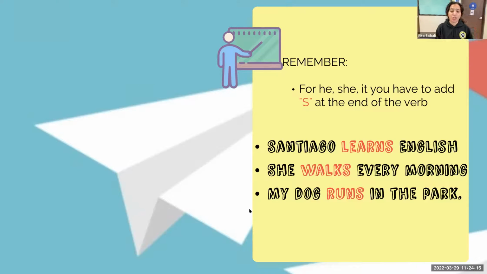If I were to change it from my dog to Susan, what would happen to the sentence? She runs in the park. So it doesn't change, right? No, because Susan is she, and Susan is third person singular. If I were to change my dog to you, what would it be? You run in the park, right?